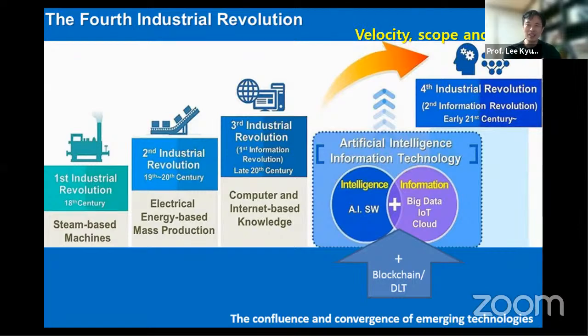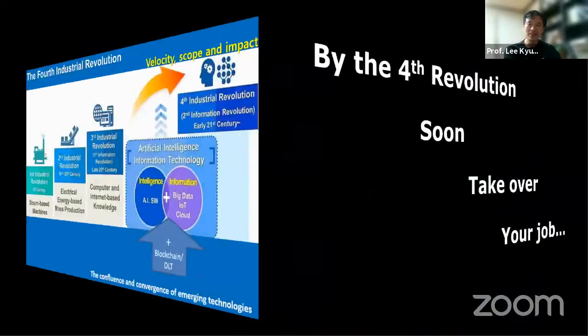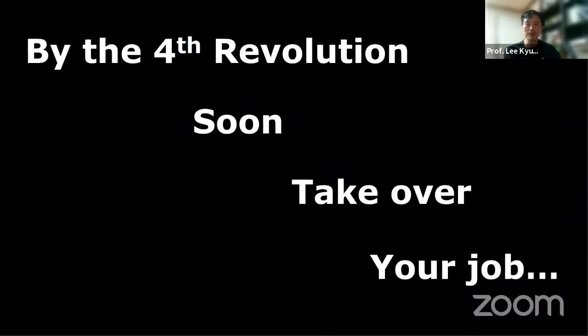What is a side effect of the fourth industrial revolution? The gap between rich and poor becomes larger. A more serious problem is that a lot of jobs are disappearing. This one is a very serious problem.